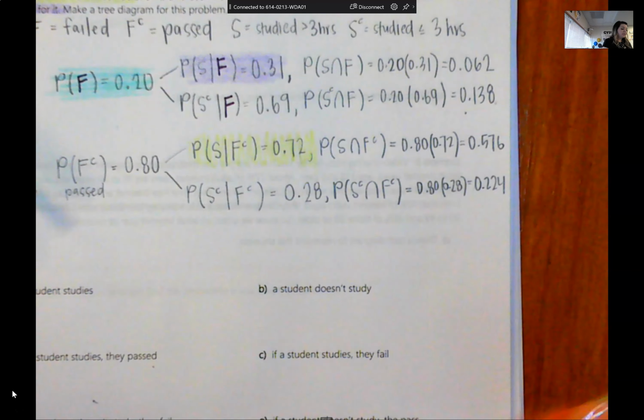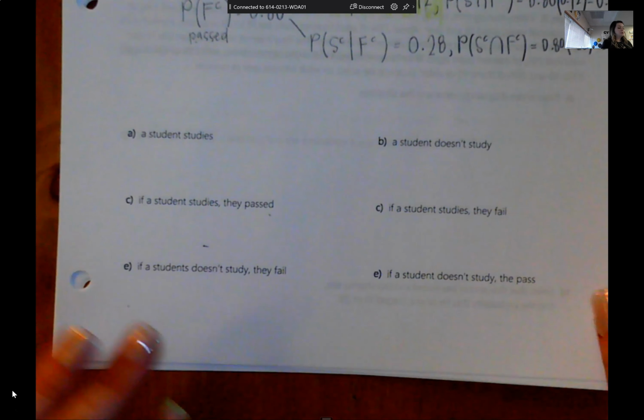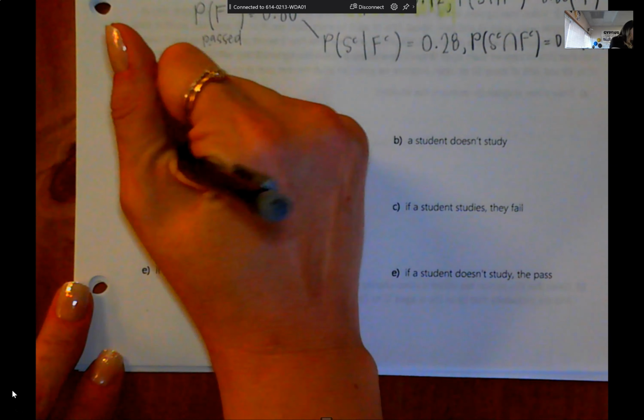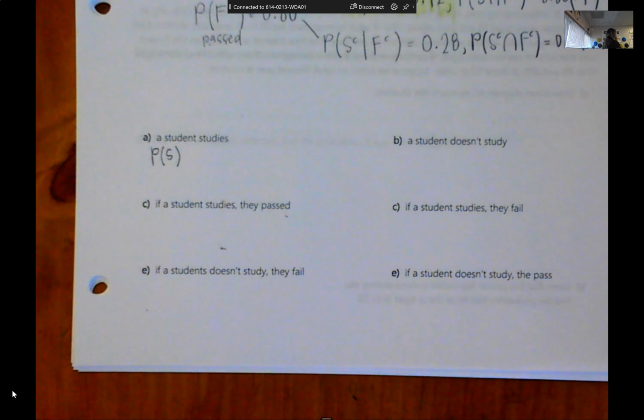Okay, so now we can find a bunch of different probabilities now that we know those. The first thing that they want us to find is the probability that a student studied. They want us to find P of S, because all they gave us was P of F.